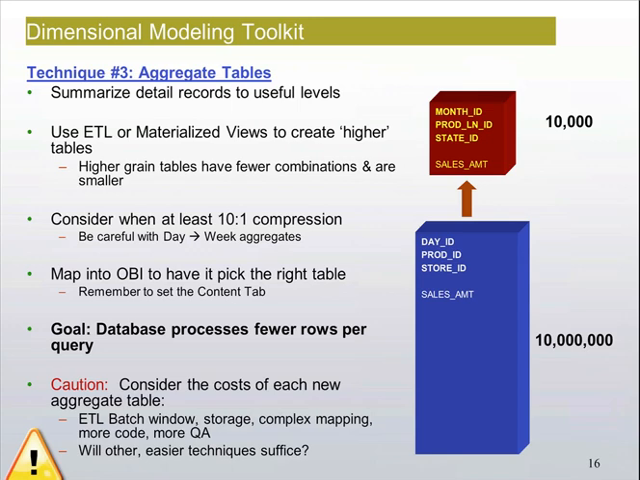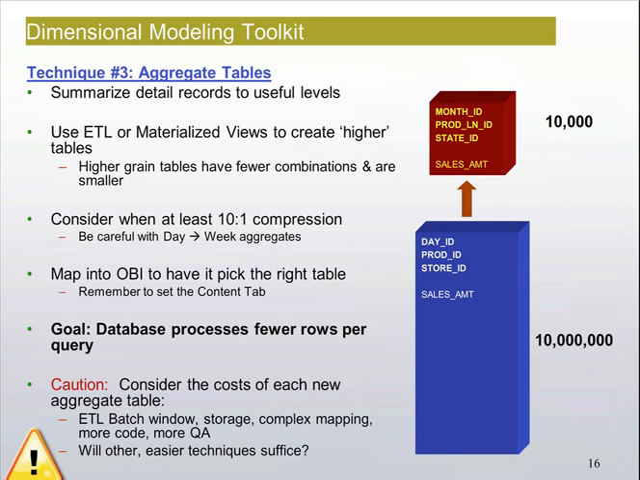In the picture on the right, what we've done is we've aggregated up along several dimensions. We've moved from day to month, from product to product line, and from store to state. And we have our same metric in there, but what we've actually done is cut the number of records down substantially. So this simply means that when OBI and the database use this smaller table, it's going to be much faster. Generally speaking, we like to shoot for at least a 10-to-1 row compression ratio. We don't want to be making too many aggregates because then we'll have another problem called aggregate explosion.